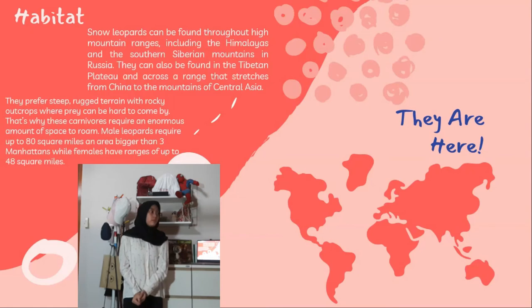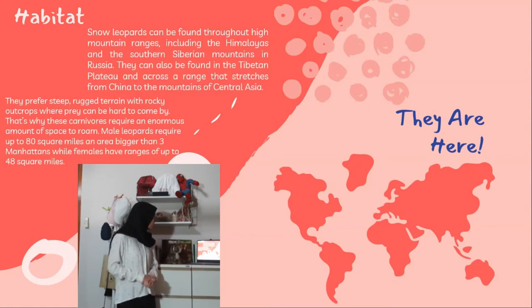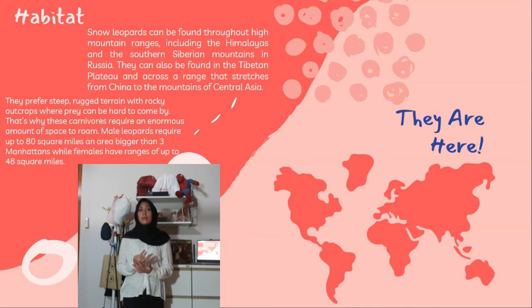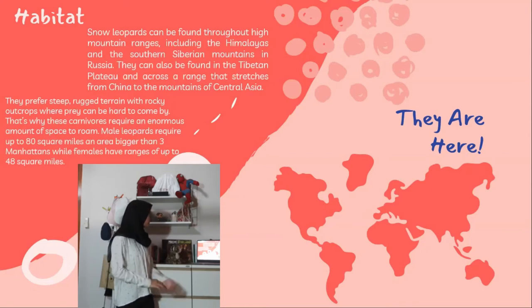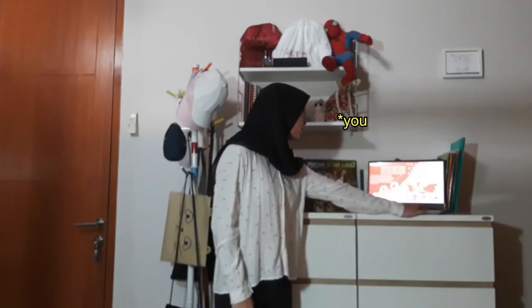When prey can be hard to come by, that's why these carnivores require an enormous amount of space to roam. Male leopards require up to 80 square miles, that's an area bigger than 3 Manhattans, and females have a range of up to 48 square miles. And the paws are going to show them where they are.